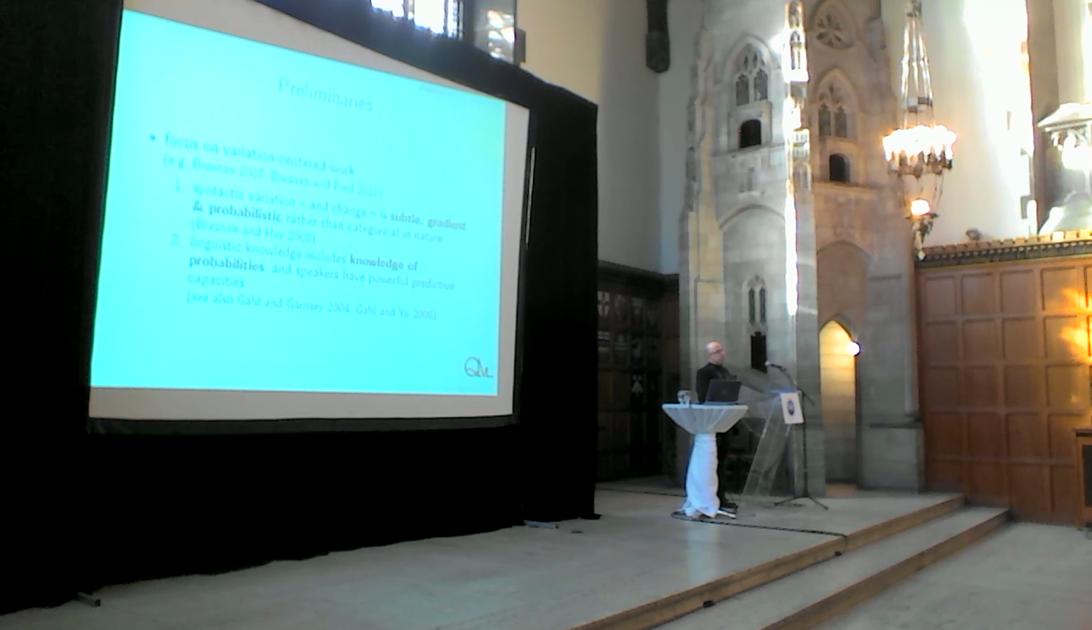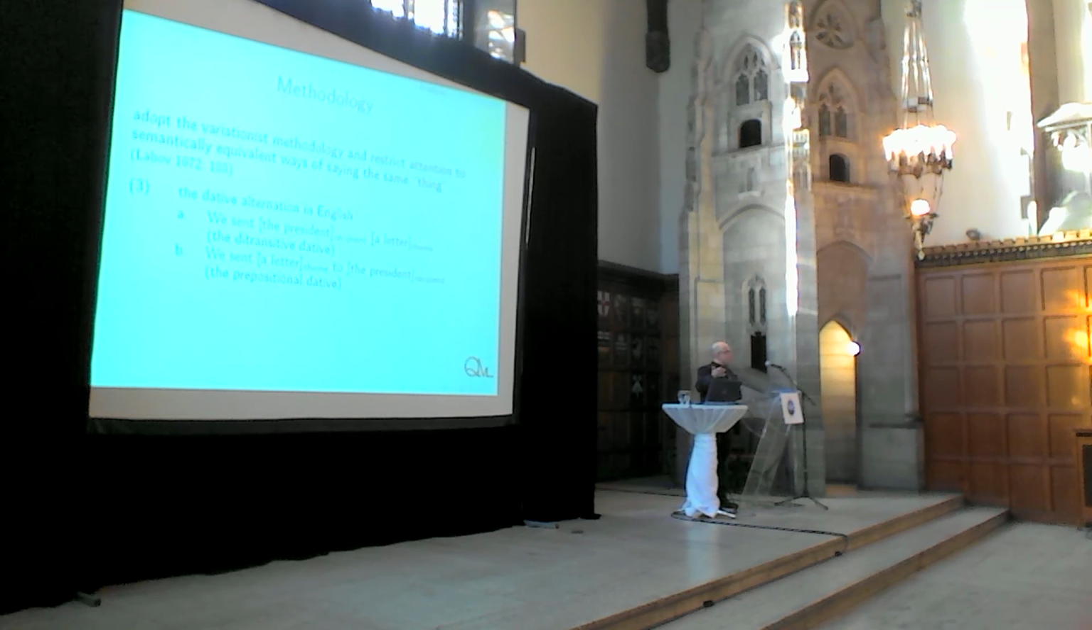There are two crucial assumptions that fuel this work. The first one is that syntactic variation and change is subtle, gradient, and probabilistic rather than categorical in nature, and this is something I do not need to sell. The second assumption is that linguistic knowledge includes knowledge of probabilities and speakers have powerful predictive capacities. So how do we know that? What people working in this framework usually do is they use the variationist method. So they're interested in semantically equivalent ways of saying the same thing.